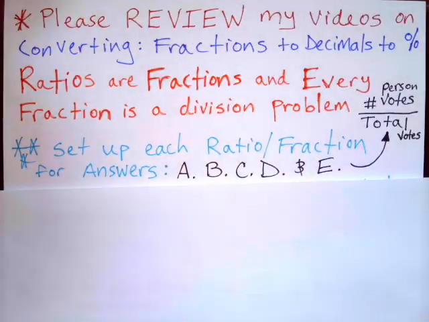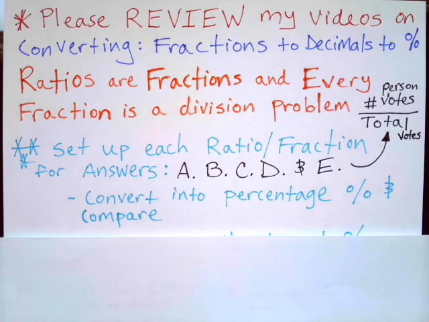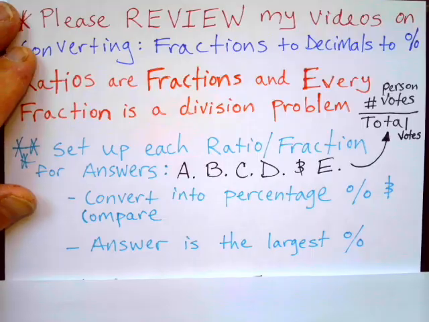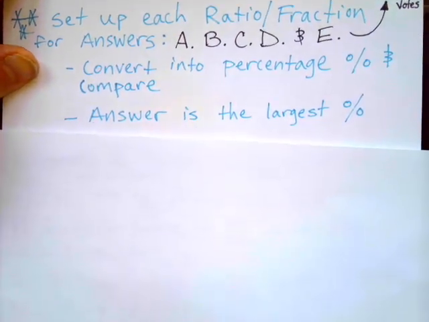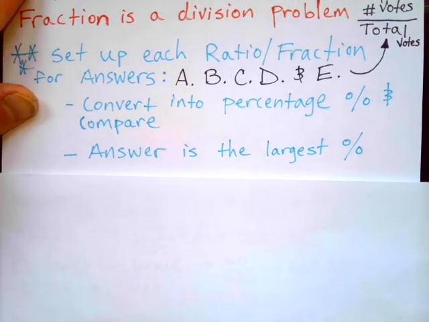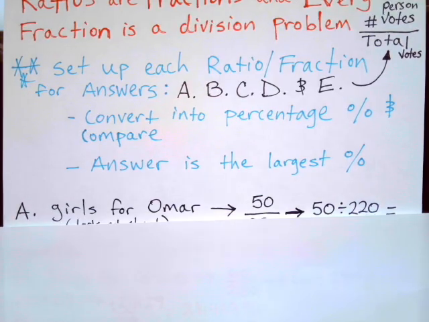I'll try to do that for each of these questions, but I'm limited on time. So moving forward, you want to convert again into percentages and then compare the percentages. Whichever question has the highest percentage, that will be your chosen answer, right? The largest percentage is the answer that you want to choose. So I'm moving this up. I like to leave that ratio fraction so you can refer to it. We'll start off with question A.